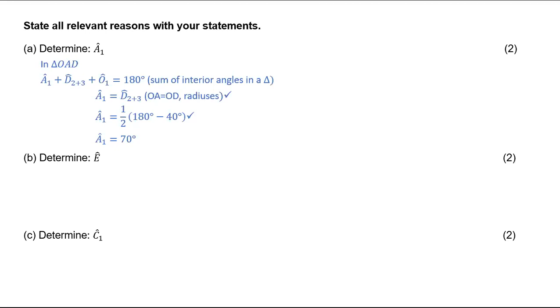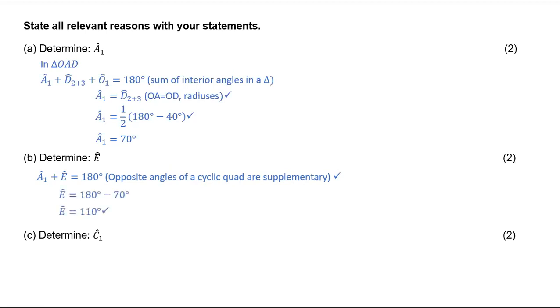Now, if I add A1 with E, I shall get 180. Those are opposite angles of a cyclic quad. We know that they're supplementary. Therefore, if I want E, because I already have A as 70, I'll take 180 minus 70 degrees, and that'll give me 110 degrees. You could have used another method to get that 110 degrees, but make sure that you give reasons for whatever you used, okay? Now they want us to calculate C1.